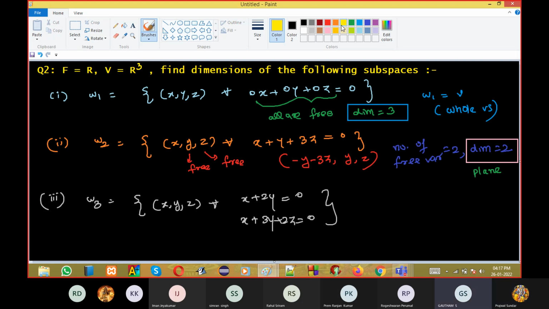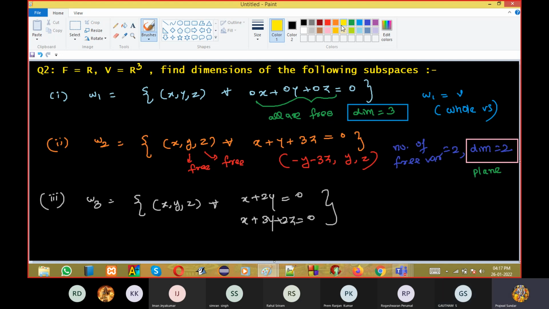One. Answer is 1, correct. Now, tell me, Gautam. Gautam needs to tell the answer, I think. Now, how did you get the answer as 1? So I took x as free, so y is dependent on x. If I substitute that y-dependent equation in the second equation, I get z as a dependency on x.